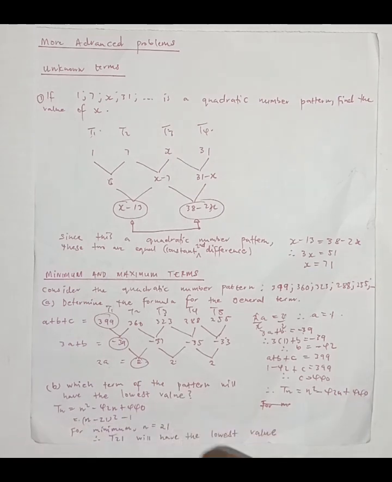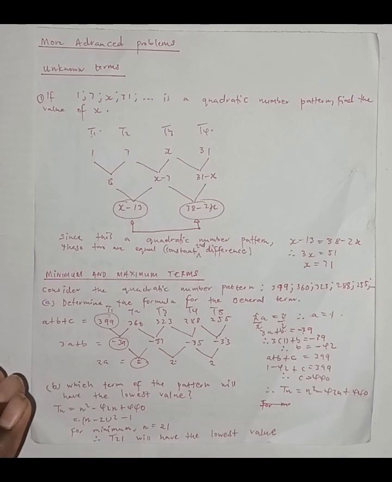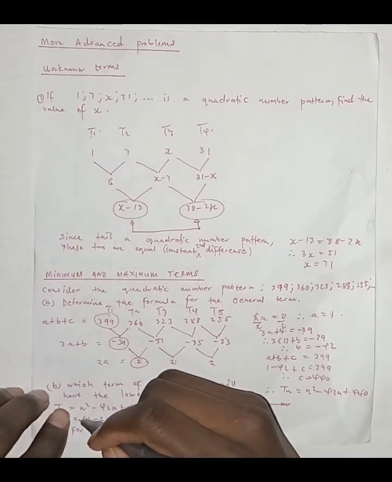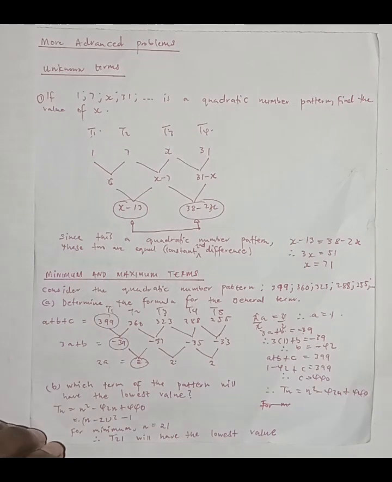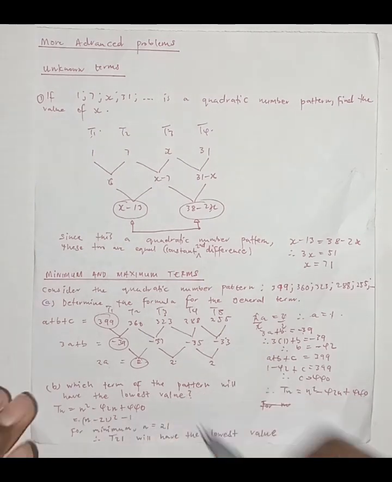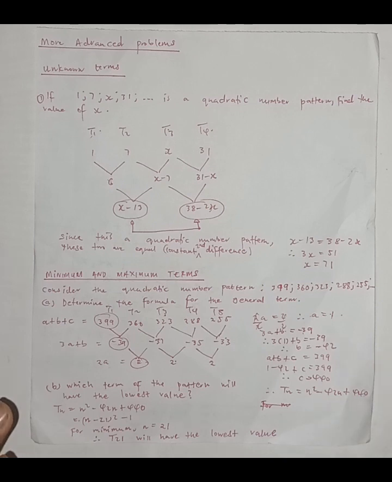If the value of a is positive, then we have a minimum value. If the value of a is negative, then you have a maximum value. You can even prove that by drawing the parabolic graph. You will see what I'm talking about. So remember, when a is positive, we have a minimum value, and when a is negative, we have a maximum value.